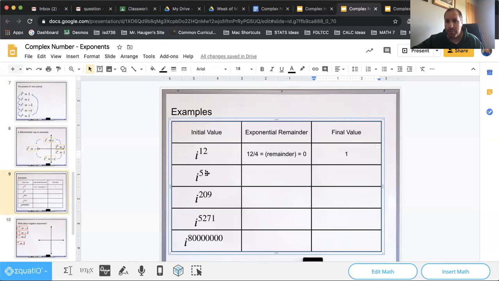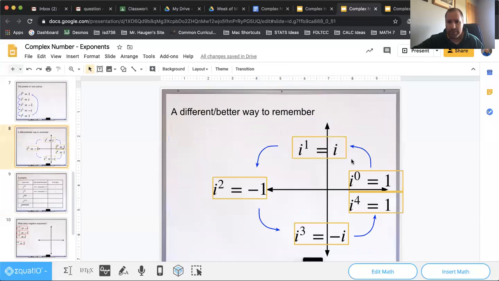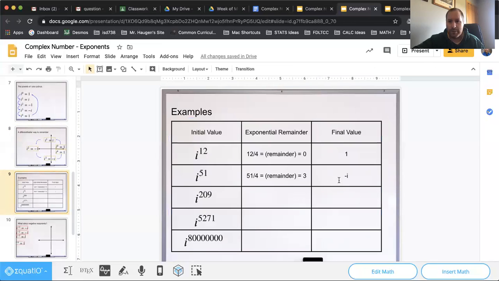If we did i to the 51st, that would be the same as doing 51 divided by 4 and seeing what the remainder is. And the remainder when we do 51 divided by 4 is actually 3. So this would be the same as doing i to the 3rd power, and we get negative i in that case. And if we weren't sure on that, we could go back and look and say, okay, 1, 2, 3 turns, that's negative i down here. So that's what I would put.